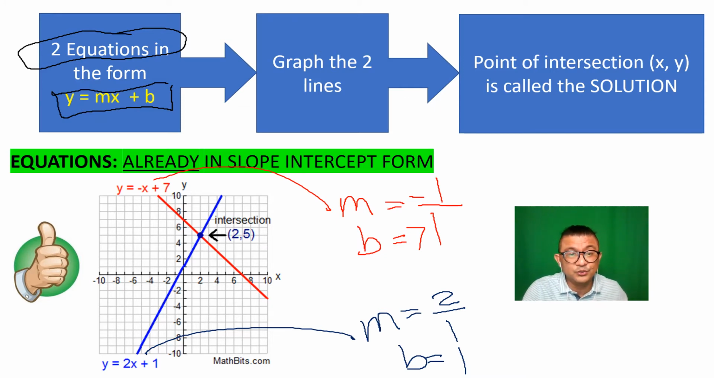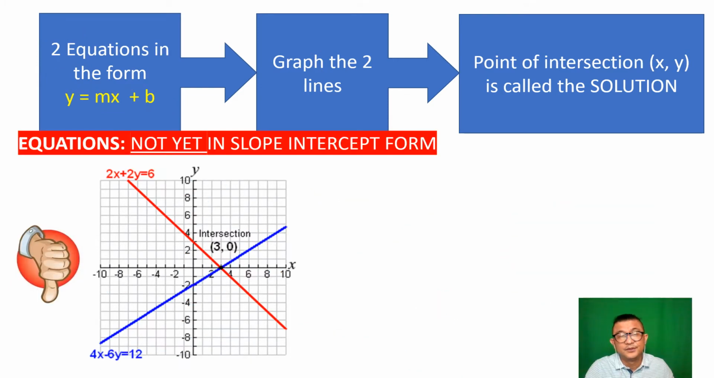And what was our solution? Wherever they meet, 2 comma 5, the intersection is called the solution. Okay? So this is a thumbs up. You can easily graph, you can easily find the solution. For the second example, it's a thumbs down. Why? Because if you look at the equation, it's not written as y equals mx plus b. Now, this will make our lives more complicated. So let's start with the first one.